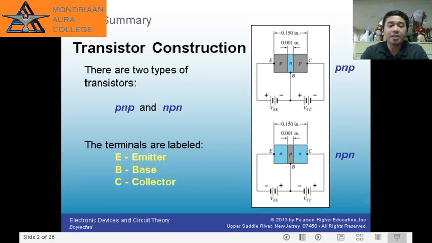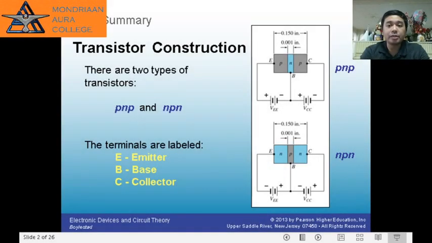Alright? Ang emitter natin, ito yung may pinaka heavily doped na layer. Ibig sabihin, ito yung may pinakamaraming impurities. Therefore, this is the most conductive. Ang base naman natin is the least doped of the three layers, which means it's the most resistive and the least conductive. While the collector naman, ito yung medium lang yung kanyang doping level, therefore, its conductivity is lower than the emitter, pero mas mataas ang conductivity ng collector compared sa ating base.